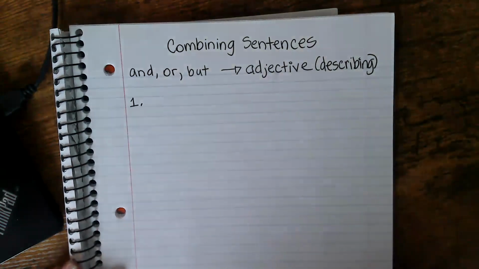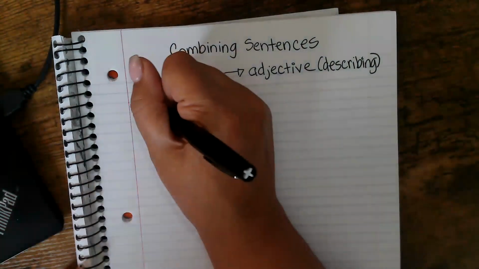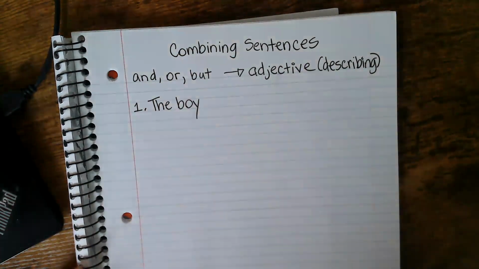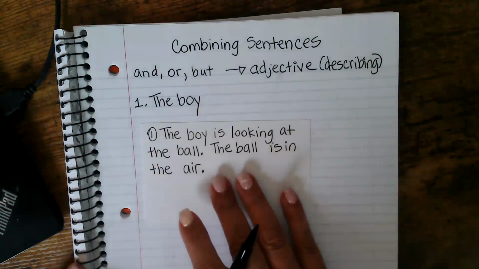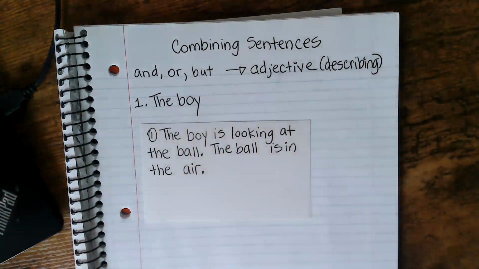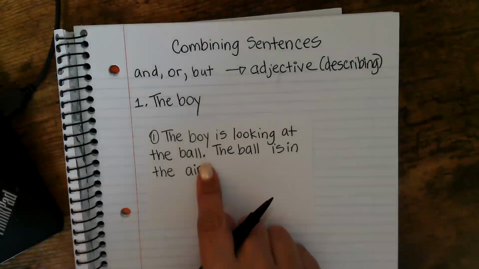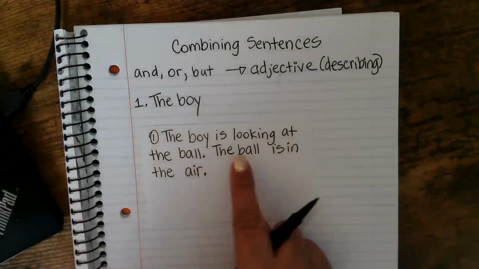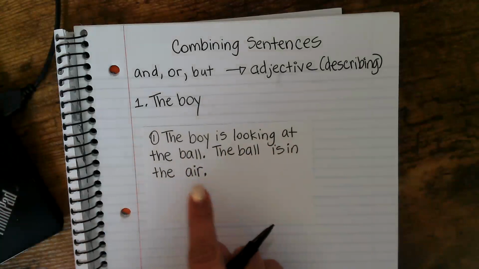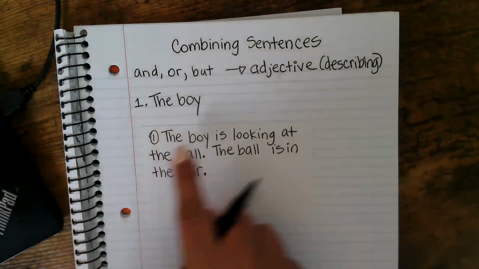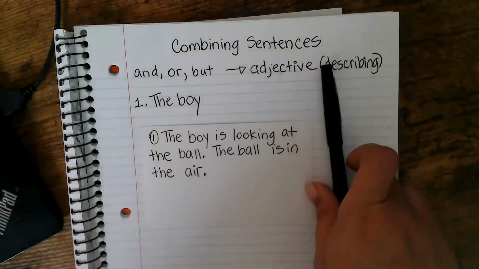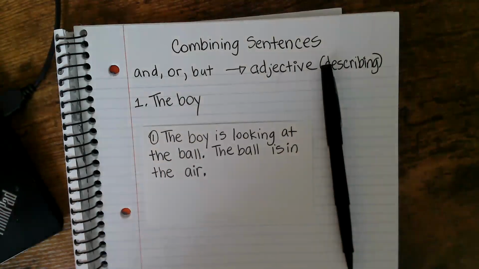Excellent, excellent. Number one, the boy. Oh, why did I do that? I'm already messing up. I wrote it here and I wanted us to figure out how to do this on our own. The boy is looking at the ball. The ball is in the air. You see that there's two sentences. How would I make these two sentences one sentence? Go ahead and raise your hand and let's hear what you think.